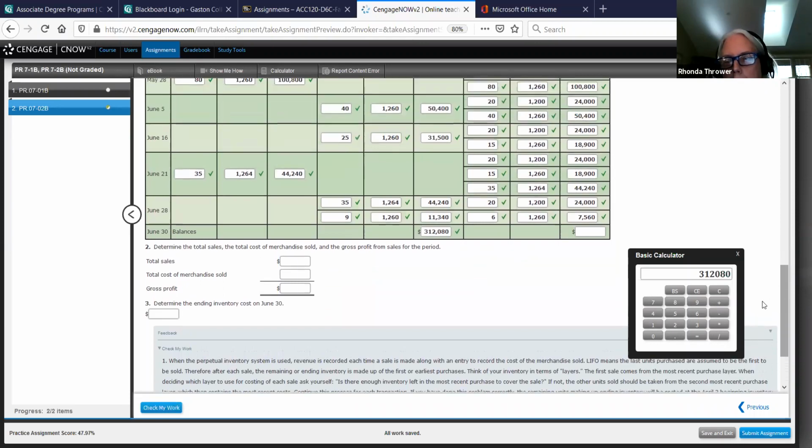All right. And then your ending inventory just comes from the last June 28th transaction. So you'd add 24,000 plus 7,560. And that gives you 31,560.